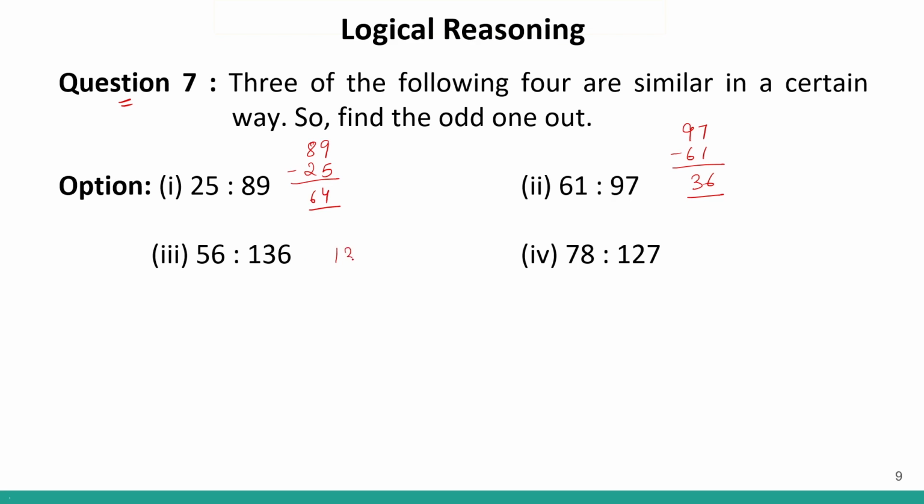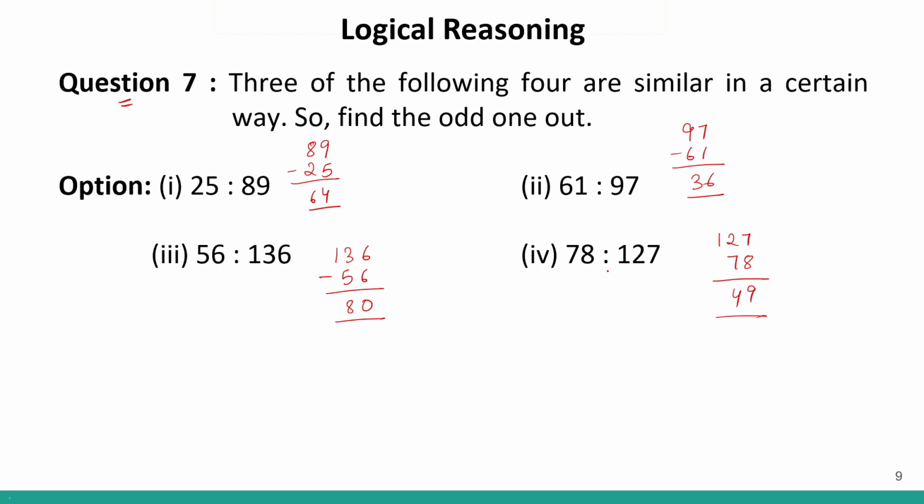If I subtract 136 and 56, I'll get how much? This will be 80, correct? And over here, if I subtract 127 and 78, this will become 49. Now all of these numbers are different. 64, 36, 49, 80, they are different.